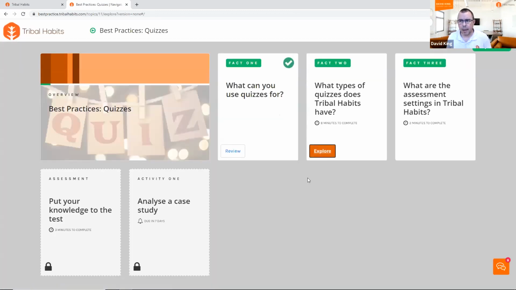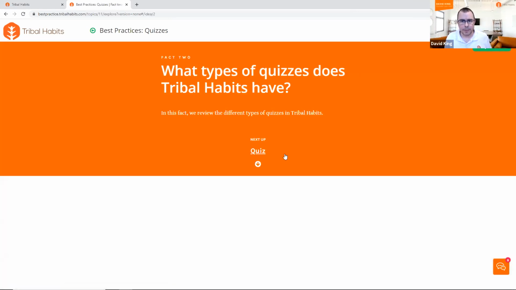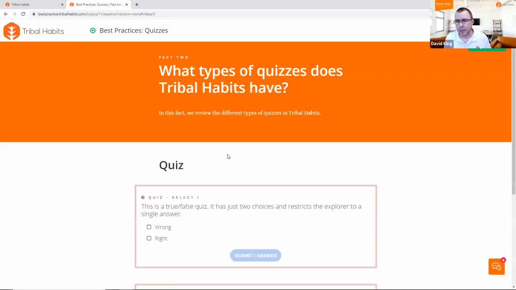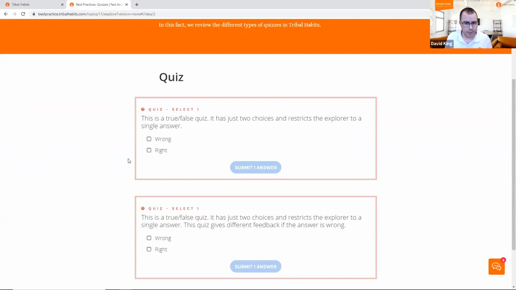Let's move on. I'm going to look at now some specific types of quizzes and how we build them to achieve those 6 or 7 outcomes that we're looking for with quizzes in the first part. So let's move on to fact 2. And I'm going to look at quizzes in Tribal Habits, but to be honest, this could work in most e-learning authoring tools. And I'm going to start with simple quizzes.